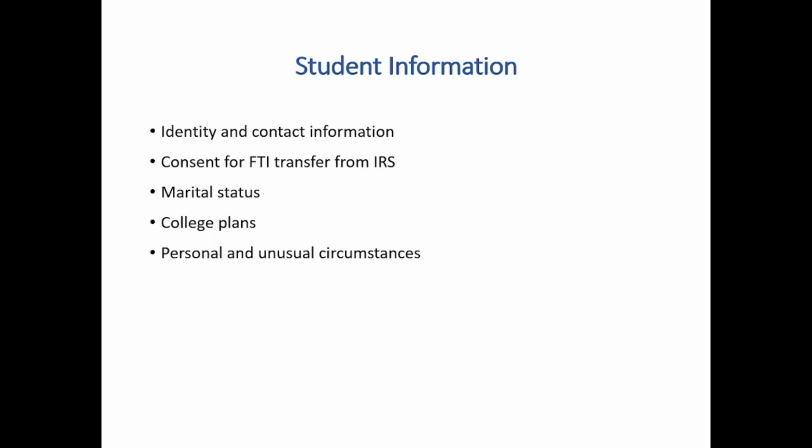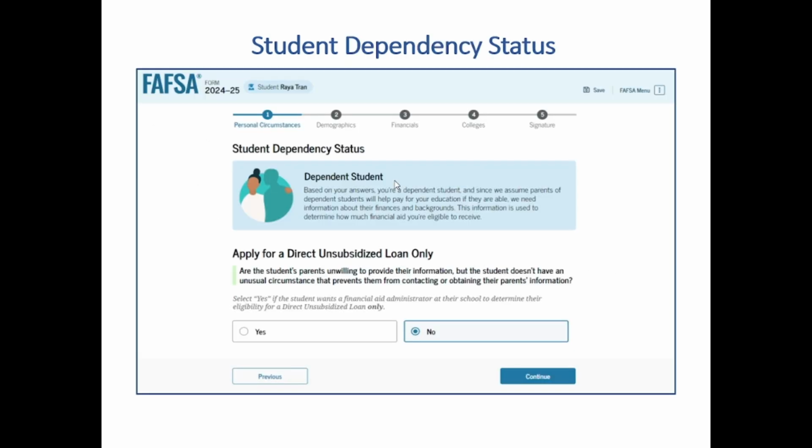So that will transfer that you maybe haven't filed a tax return, or if you did file a tax return, it will transfer all the information from the IRS onto the FAFSA. It will ask your marital status, your college plans, where you want to go to college, and if you have any personal or unusual circumstances. When you go in, students, to this section, it's going to go through a dependency status question. And in this section, it's going to determine whether you have to put your parent information down or if you're going to file as an independent student.